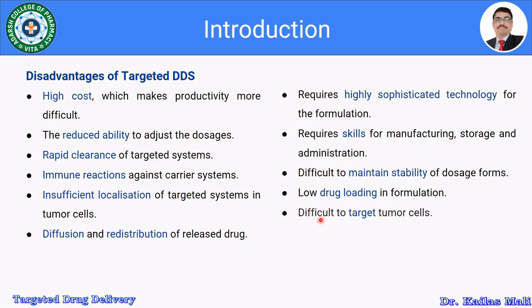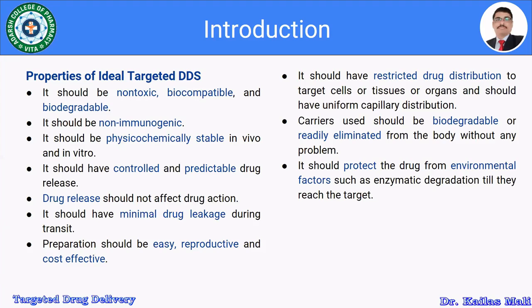And already we have discussed that it is difficult to target the tumor cells. So these are certain disadvantages of the targeted drug delivery system. So before designing and developing a targeted drug delivery system, one needs to consider all these drawbacks or lacunas of the targeted drug delivery system. So let us move towards the properties of an ideal targeted drug delivery system, how it should actually be.